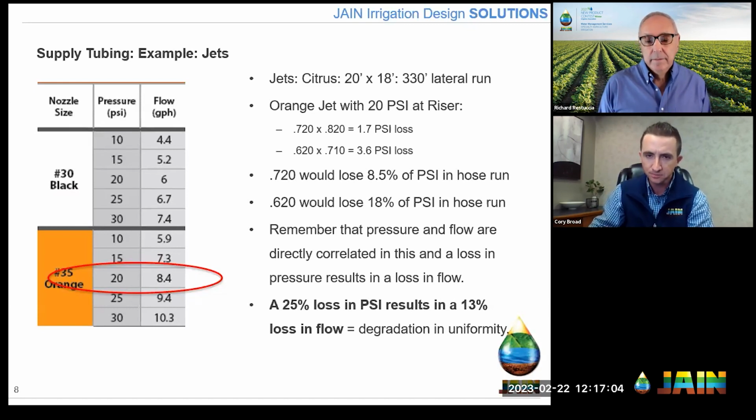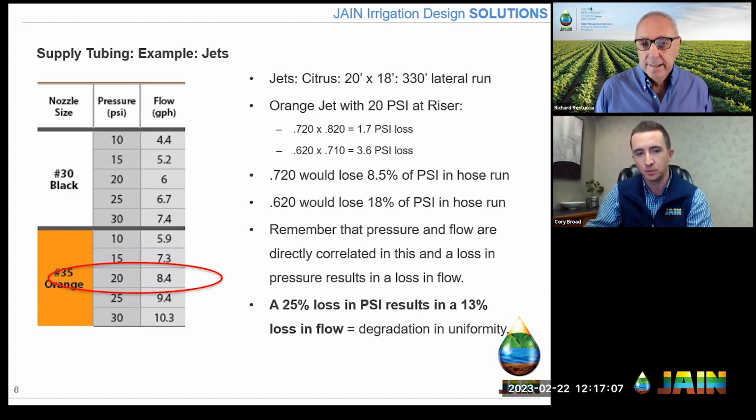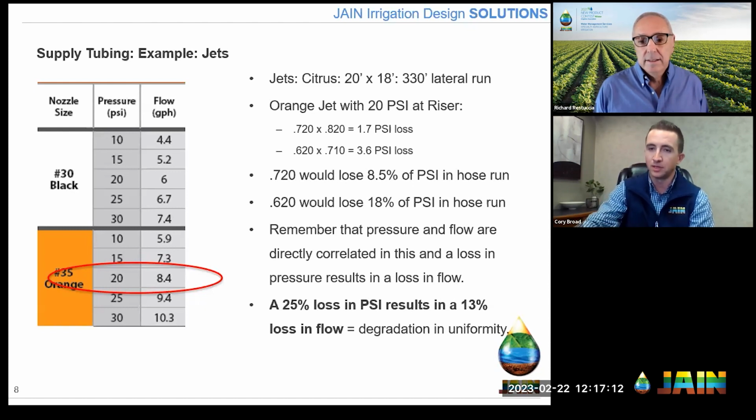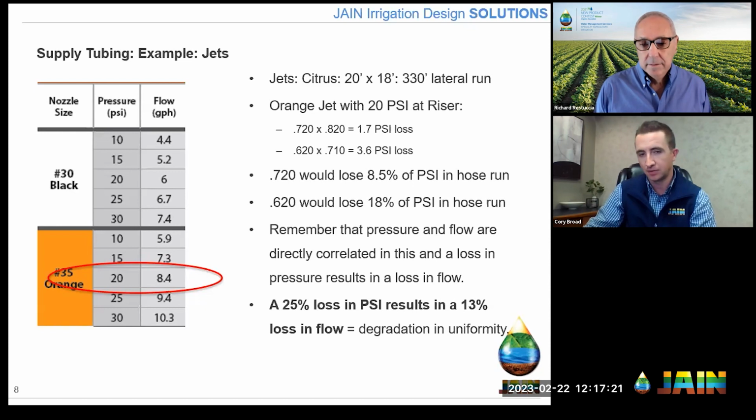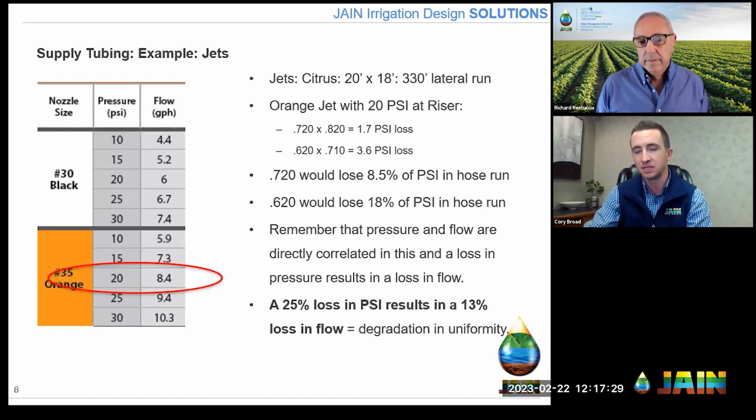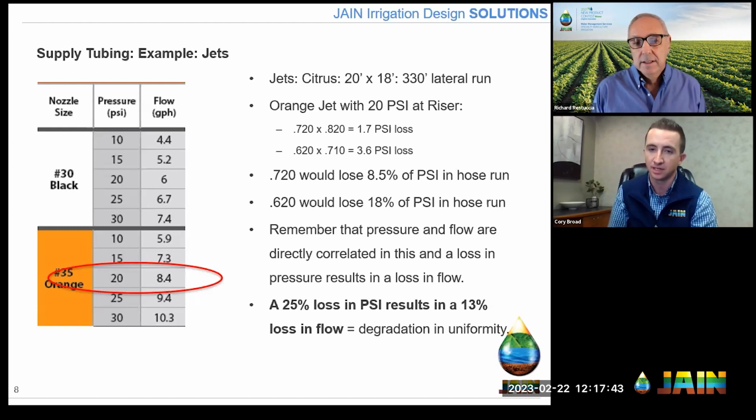If I say that I have a nominal spec of 20 PSI at the riser, and I run that 330 feet with one jet at 8 gallons an hour, or 8.4 in this case, every 18 feet, so one per tree, again, very standard to what we do. If I use a 720 by 820 tubing, so a 0.720 inches inside diameter, I'll lose about 1.7 PSI down that run. If I go down to the next size smaller, which for Jain's offering is a 620 inside diameter, so I just shrunk it a little bit more, I'm going to essentially double that. It's 3.6 PSI of loss.